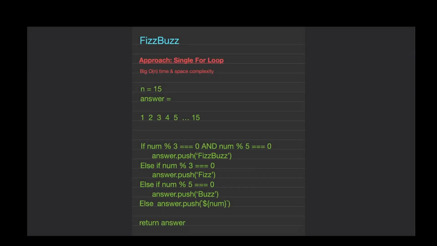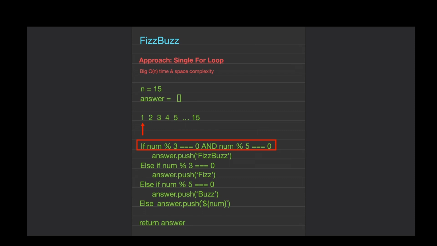For our approach, we're going to use a single for loop. This solution has a big O of n time and space complexity. Here we'll diagram example 3 from Leetcode with an input of 15. We'll start by initializing a variable called answer with an empty array. Then we'll set up a for loop that will iterate up to and including our number input.